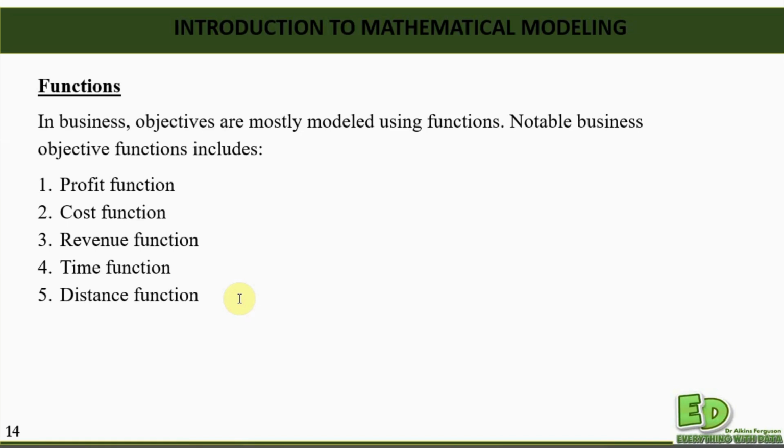This is what we know as the basis of formulation of, let's say, a business. So in business, objectives are mostly modeled using functions. Notable business objective functions include the profit function, cost function, revenue function, time function, and distance. Based on this can be what is called the objective function of the word problem.